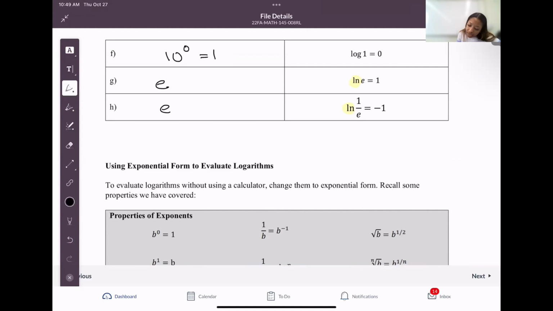So for part G, ln of E equals 1, that's E to the 1st power equals whatever we're taking the log of, E, which is true. For H, ln of 1 over E equals -1, that's E to the -1st power equals 1 over E.